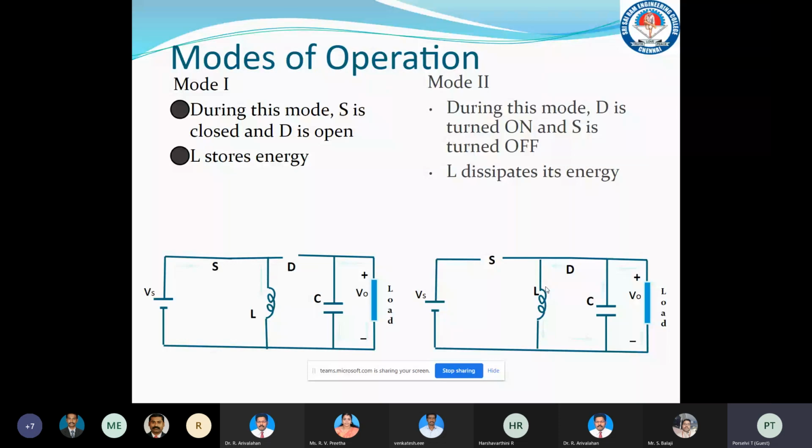And in the second mode, the switch is turned off, and the diode will come into conduction, and the inductor current is going to be divided into two parts. The inductor current direction remains the same. It is going to supply the capacitor and the load. So the direction of the capacitor current during mode 2 will be opposite to that of the assumed direction, and the load current is going to flow from the bottom of the load to the top of the load.